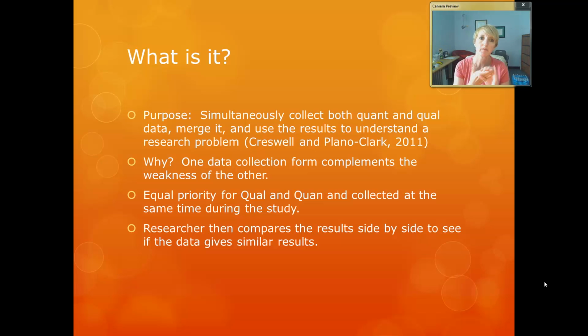Why use it? Well, one data collection may not be enough, and having both forms complement the results from one another. You have strengths from the quant that strengthen the weaknesses from the qual, and vice versa. You provide equal priority for both the quant and the qual, and they're both collected at the same time during the study. And then in addition, a researcher compares those results side by side to see if the data gives similar results.